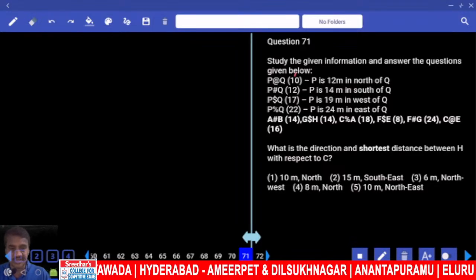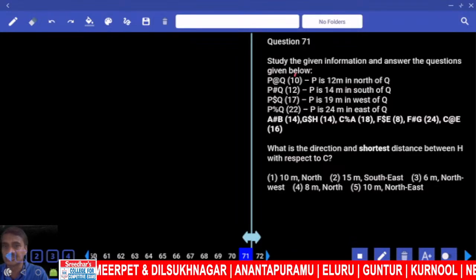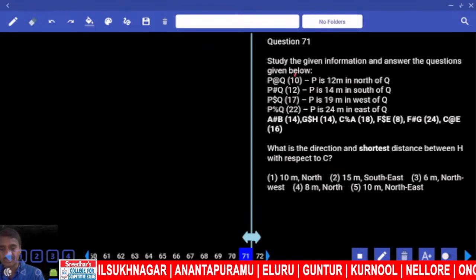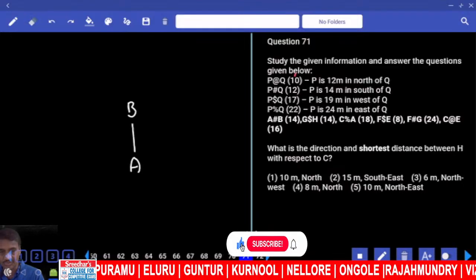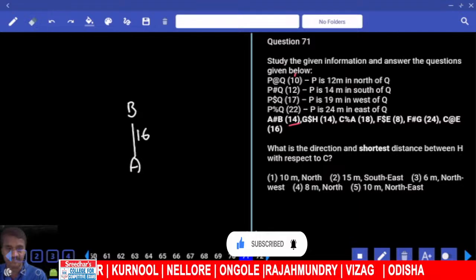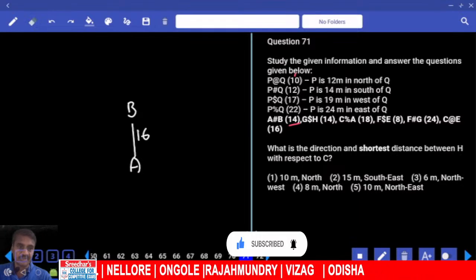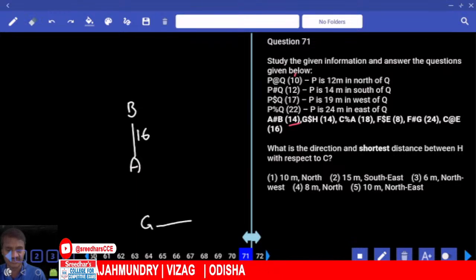Then first one, A $ B. A $ B means A is to the south of B. B is here, and A is here. A is to the south of B. And what is the distance we have? 14 plus 2, 16. And G $ H. Now G is to the west of H, and the distance is 16.